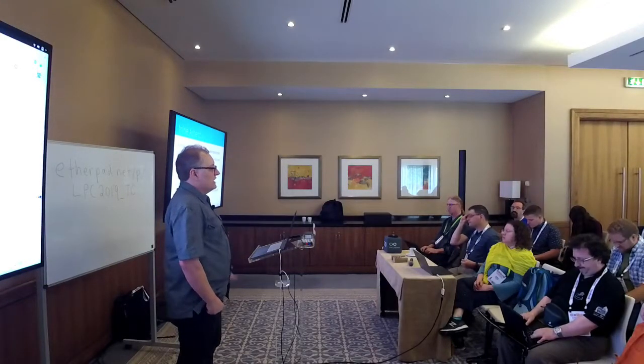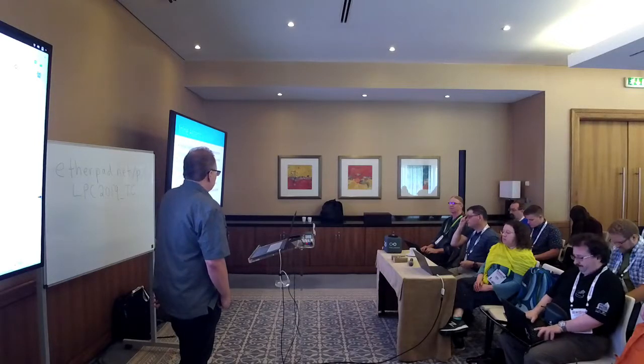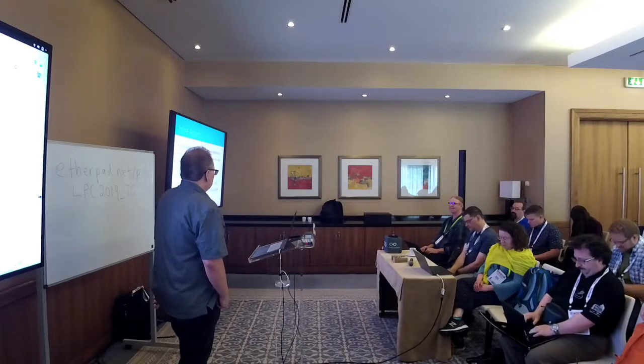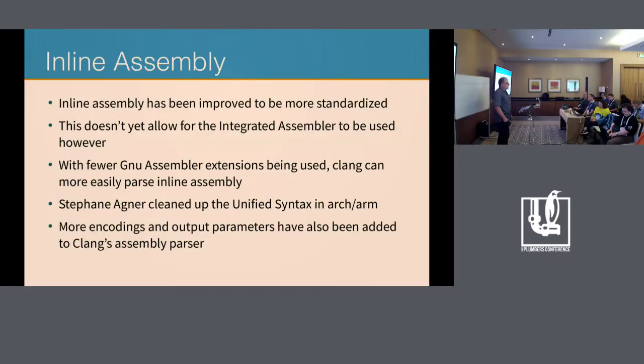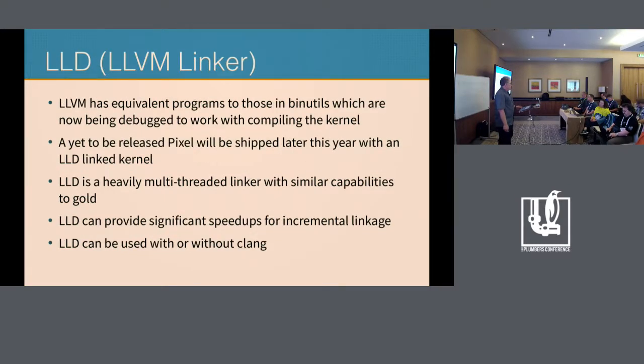The support for understanding assembly is an ongoing affair, and certainly different encodings and output parameters and so on have been added to Clang's support of inline assembly over the years. And so that's taking us closer and closer to the point of being able to enable the integrated assembler. The next one that we should maybe talk about is LDD.